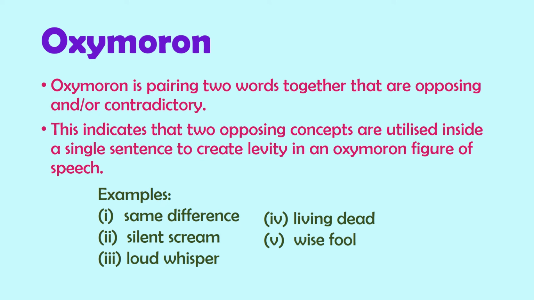Oxymoron. Oxymoron is pairing two words together that are opposing and/or contradictory. This indicates that two opposing concepts are utilized inside a single sentence to create levity in an oxymoron figure of speech. Examples: Same difference. Silent scream. Loud whisper. Living dead. And wise fool.